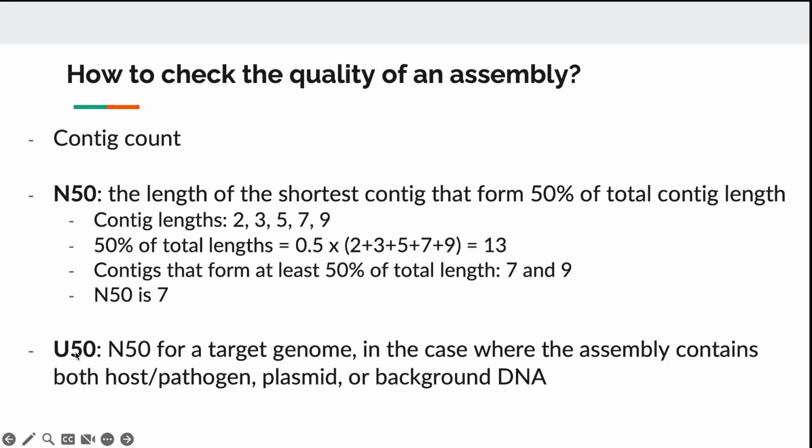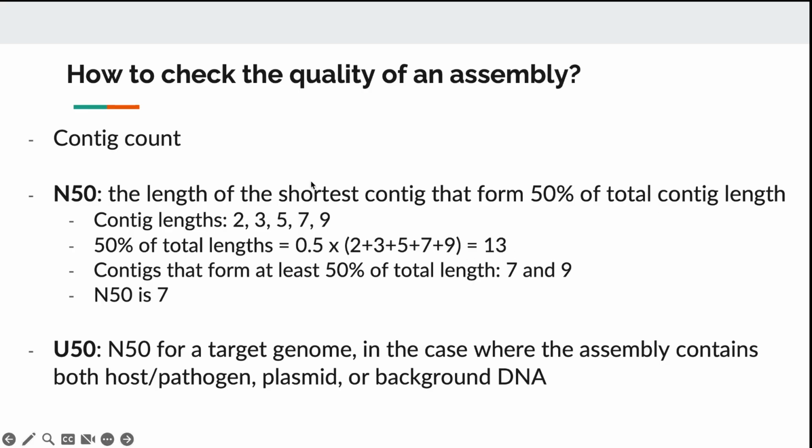People sometimes also suggest a new metric called U50, U from unique. You can think about N50 as the length of the shortest contig that forms half of the total contig length. But some people argue that if your sample contains more than one species, let's say host and pathogen, or if your sample, like from bacteria, has plasmids, or if your sample comes from the environment, like water, and there is background DNA, some of your contigs are not going to correspond to the genome, or at least not to the genome of the species that you are studying.